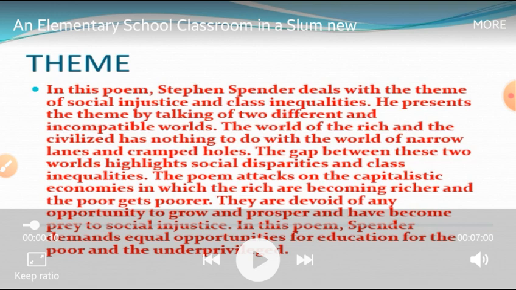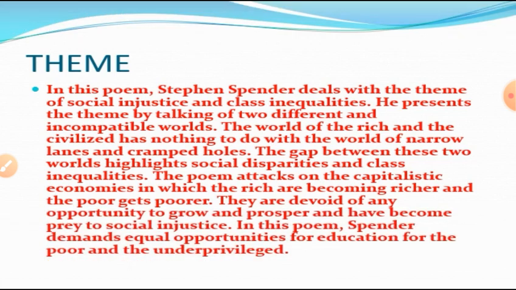Right? He presents the theme by talking of two different and incompatible worlds, the world of rich, which is considered to be the civilized world, and another one, the world of poor, needy, unprivileged people. And this world of rich and civilized people has nothing to do with the world of poor people, the world of narrow lanes and the world of cramped holes. So there is a clear divide, a clear gap between these two worlds, that highlights social disparity. Disparities mean inequality and class inequality, that is what it is.